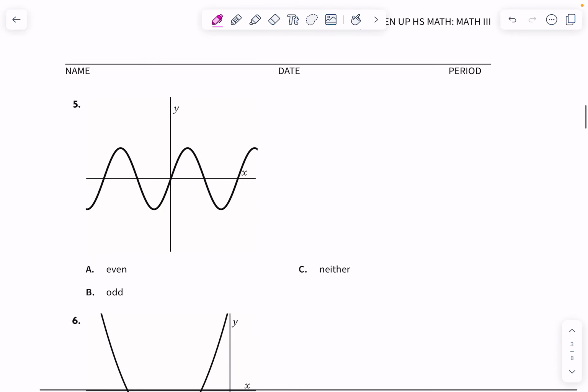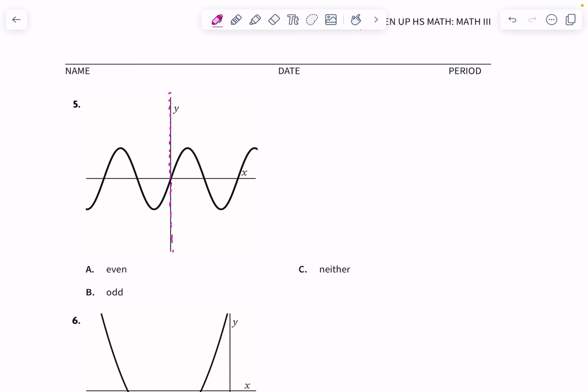Let's talk about number 5. Again, I have my little x's there. Now let's think about if I fold this in half across the y-axis, will everything align?